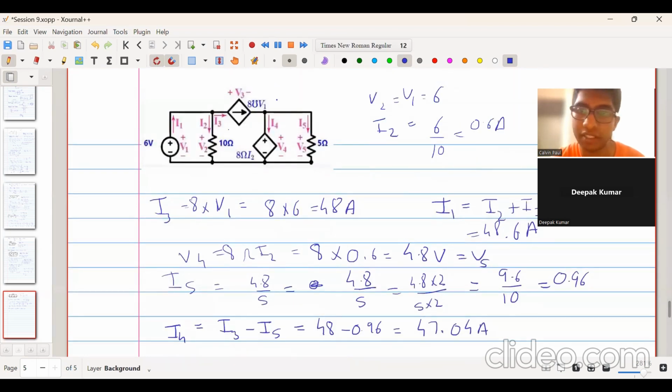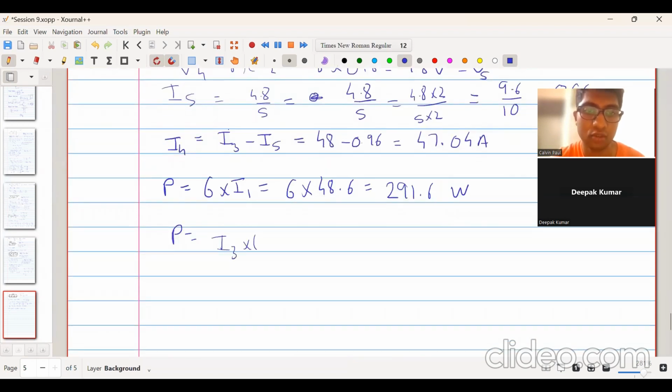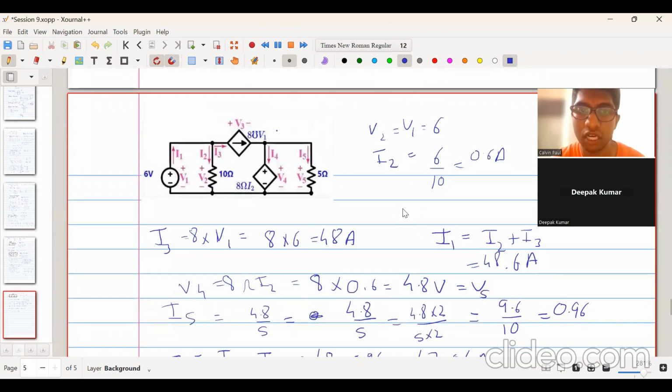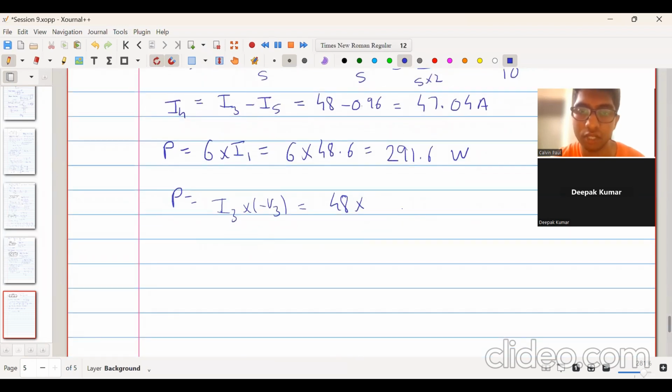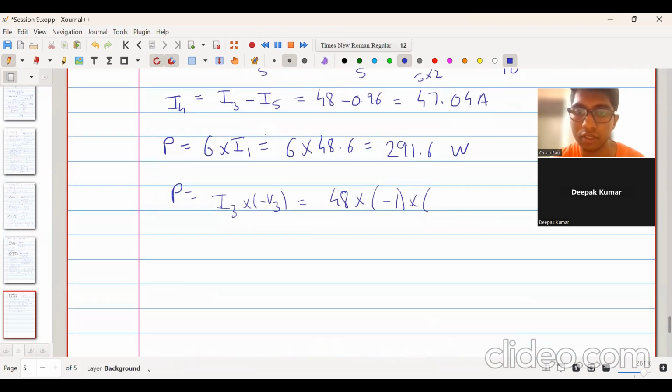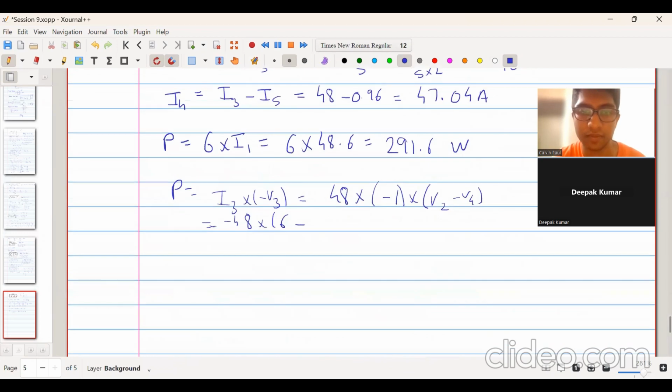ये करंट I3 इंटू माइनस ऑफ V3। I3 का वैल्यू 48 है, V3 का वैल्यू कितना है? हमने V3 का वैल्यू ढूंढा नहीं है एक्चुअली। V3 इज इक्वल टू V2 माइनस V4। V2 का वैल्यू 6 है और V4 का वैल्यू 4.8 है, तो 6 माइनस 4.8 विच इज इक्वल टू 1.2, तो -48 इंटू 1.2, इसका कितना हो?